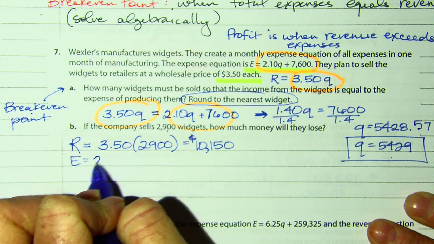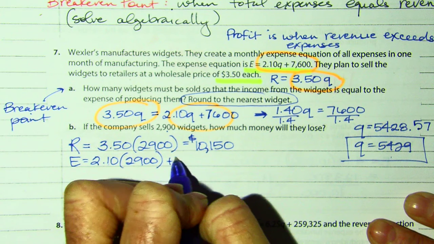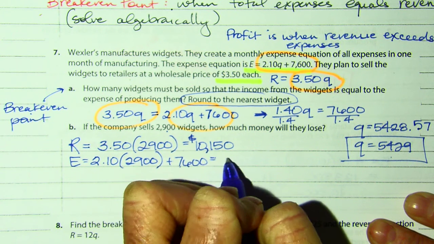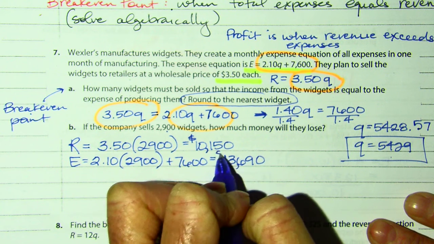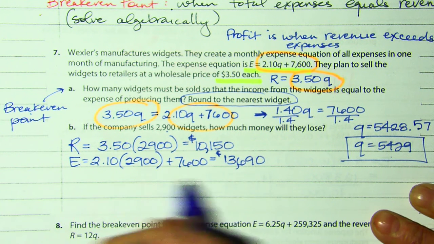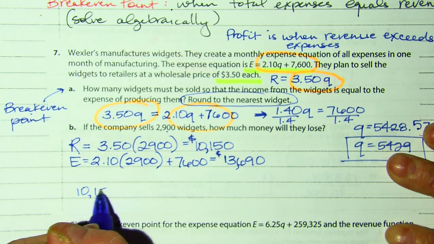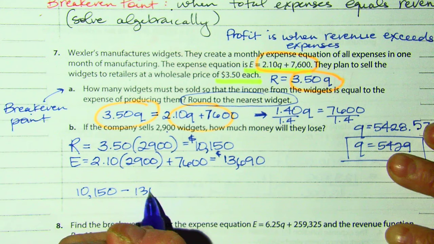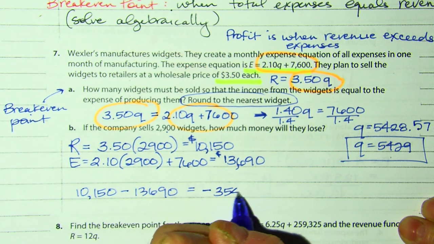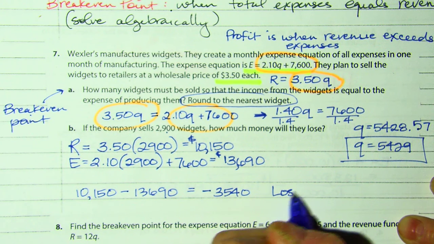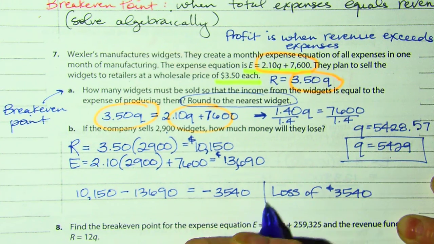So my expense equation is 210 per widget, so times 2,900 plus 7,600. That gives me a total of expenses of $13,690. So notice that I made less than it cost. So my revenue minus my expenses gives me a negative $3,540. So I had a loss of $3,540.